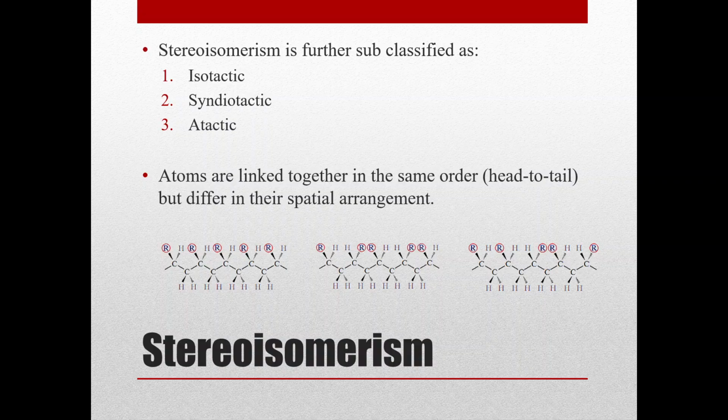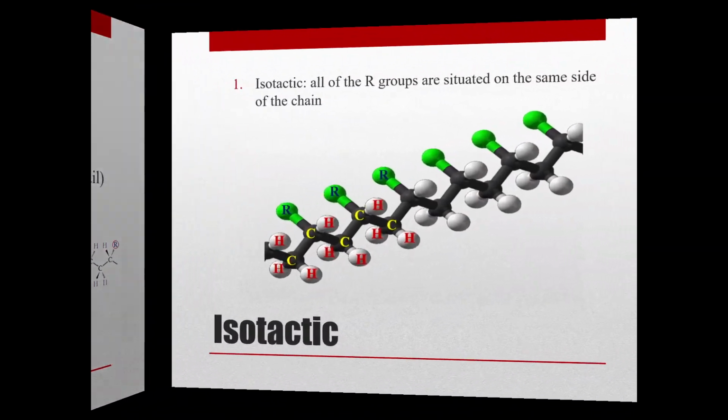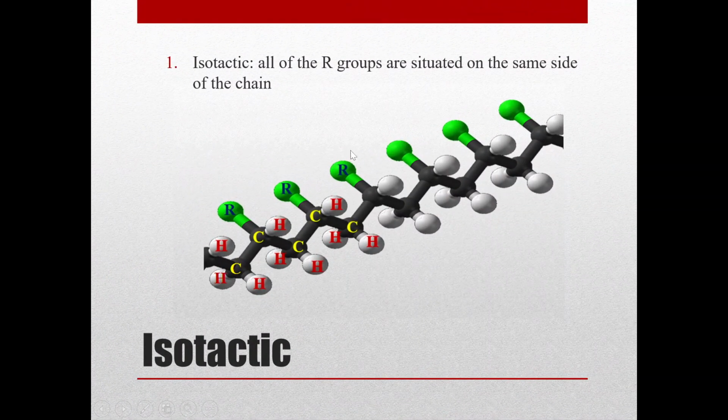So although this looks different over here, like the groups are coming together, this is not the case. We shall see in the coming slides that they are all linked together in a head to tail fashion, but only the arrangement of these side groups in the space changes. So the first one we will look at is the isotactic, where all the R groups, or rather the side groups, are situated on the same side of the chain.